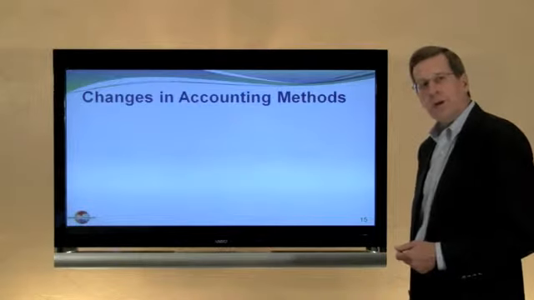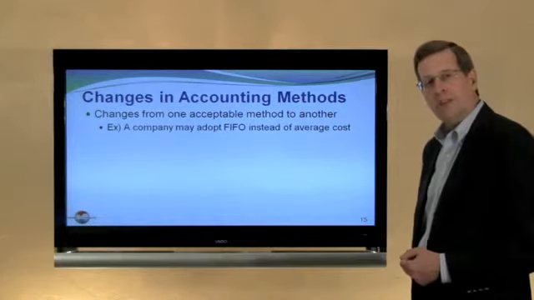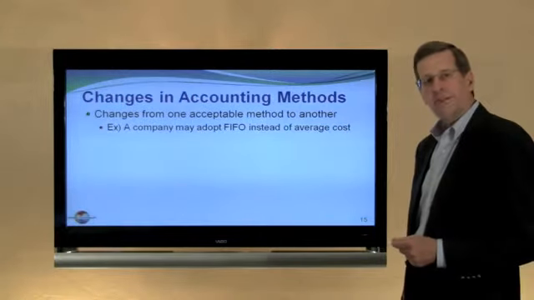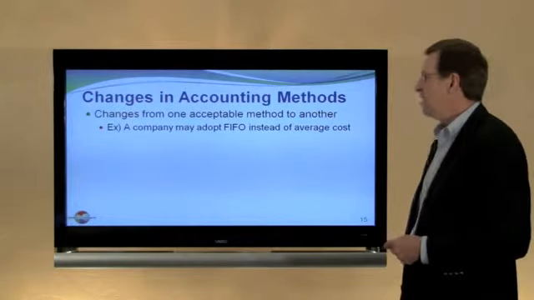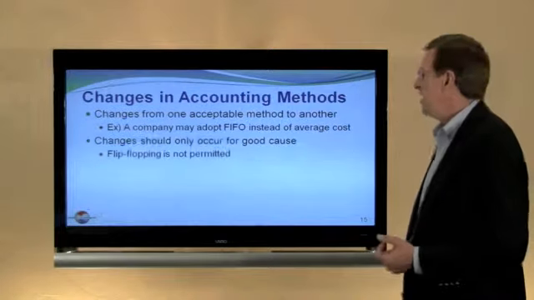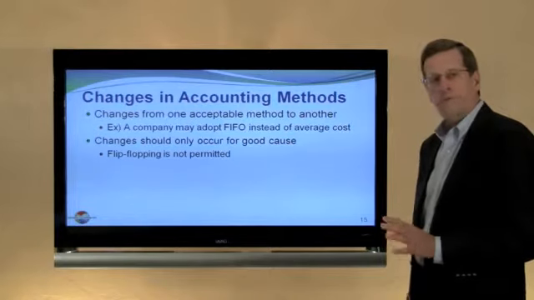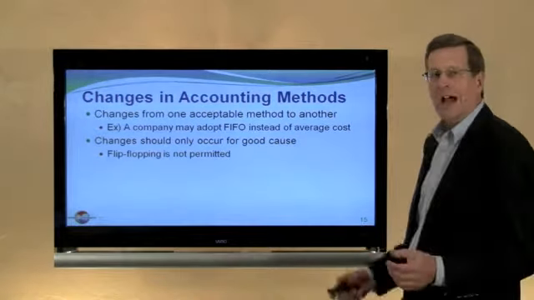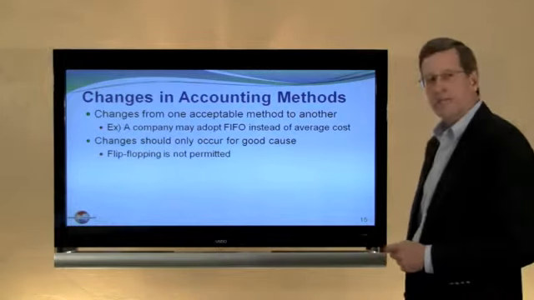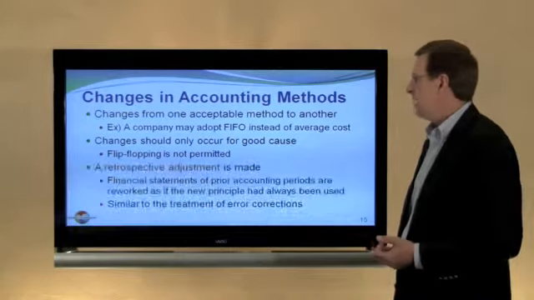Moving on to another category, changes in accounting methods. Changing from one acceptable accounting method to another, such as a change from the FIFO inventory method to the average cost inventory method, is what we're talking about here. Now, changes should only occur for good reason, and we don't want to flip-flop back and forth. Just trying to have a higher net income is not deemed to be a good reason for change. There should be some other substantial explanation for why the company is making the change.